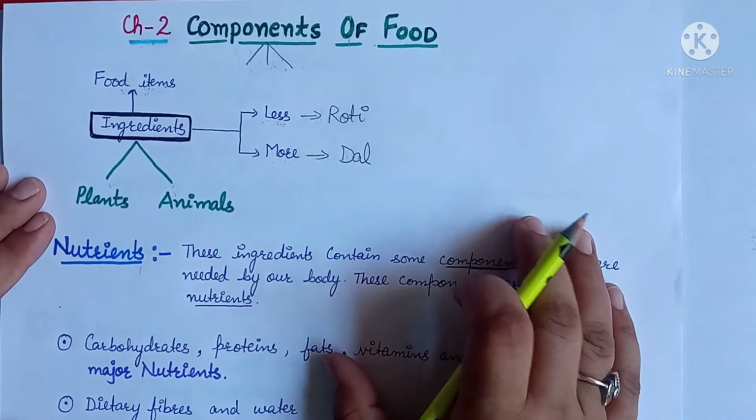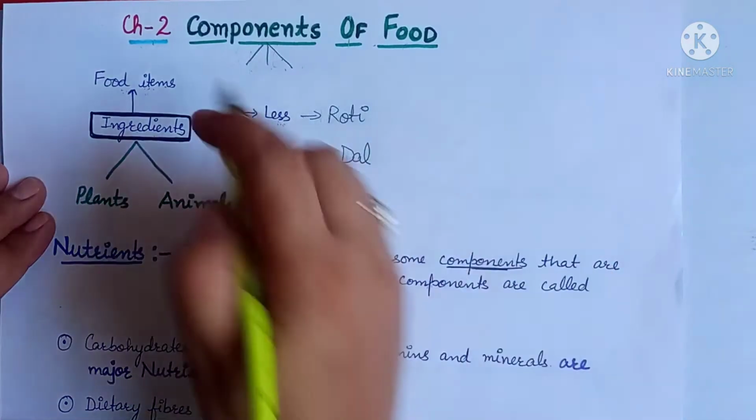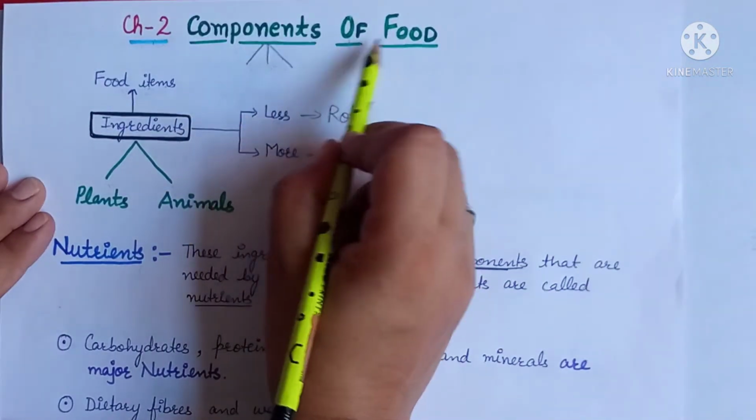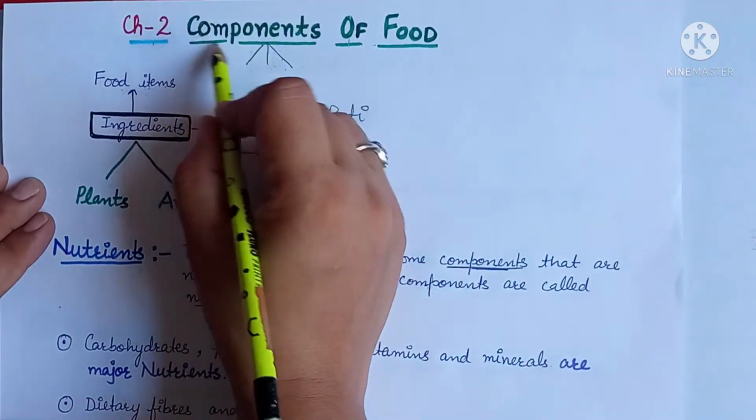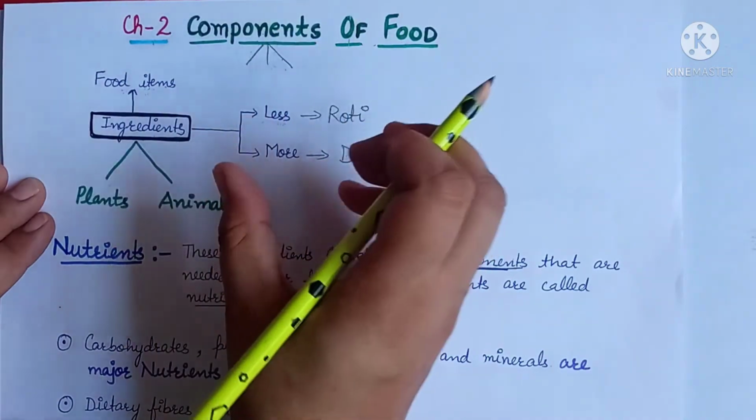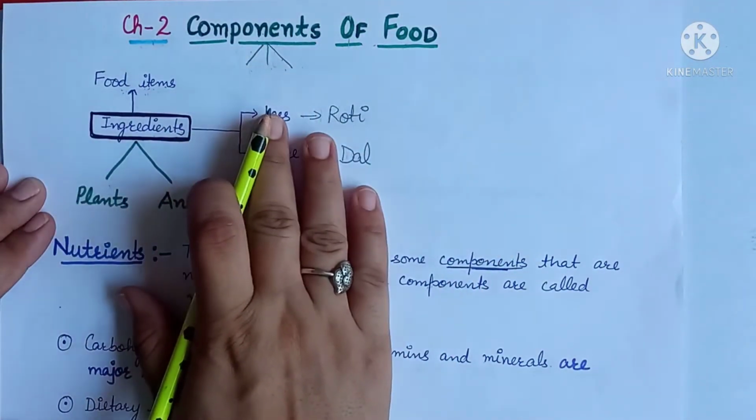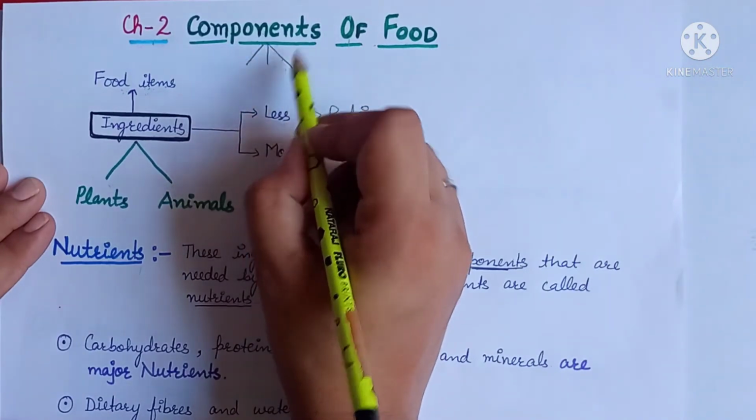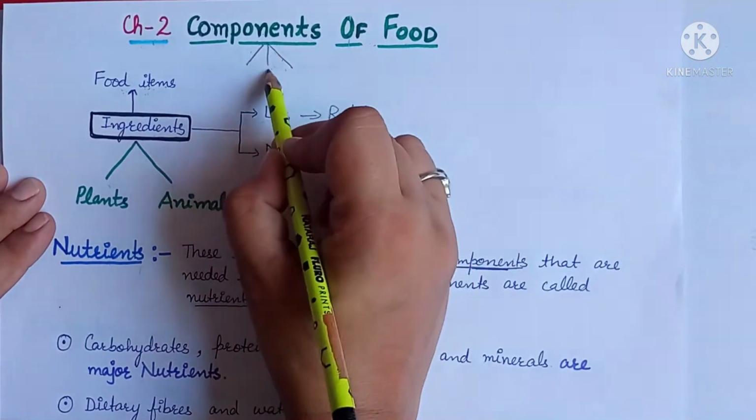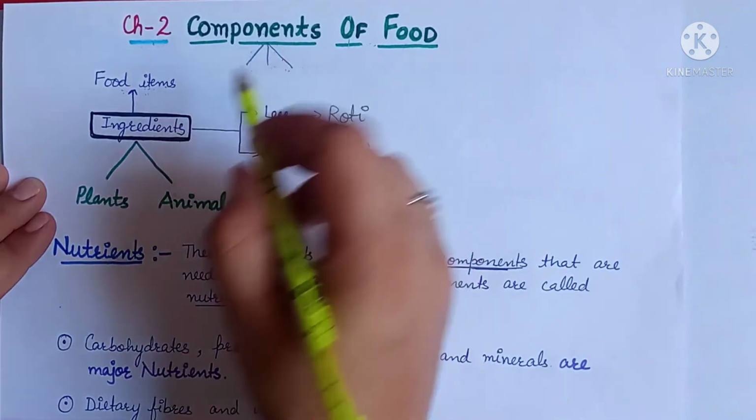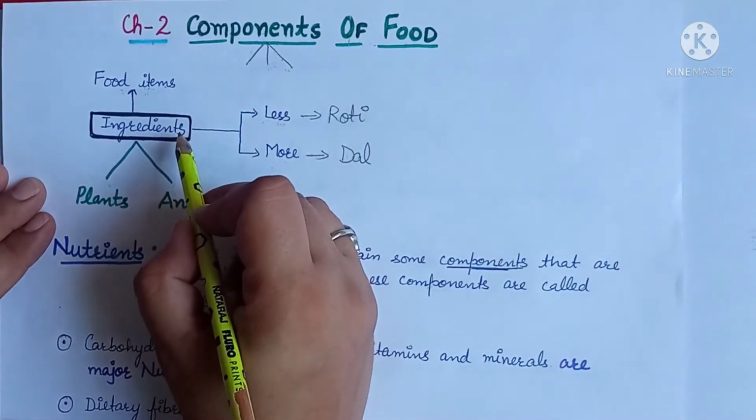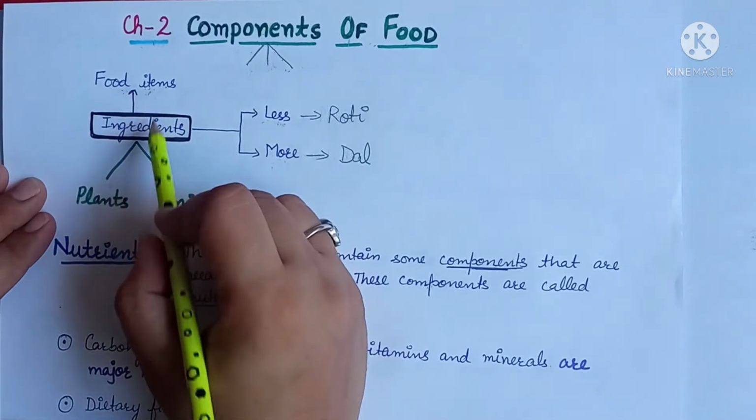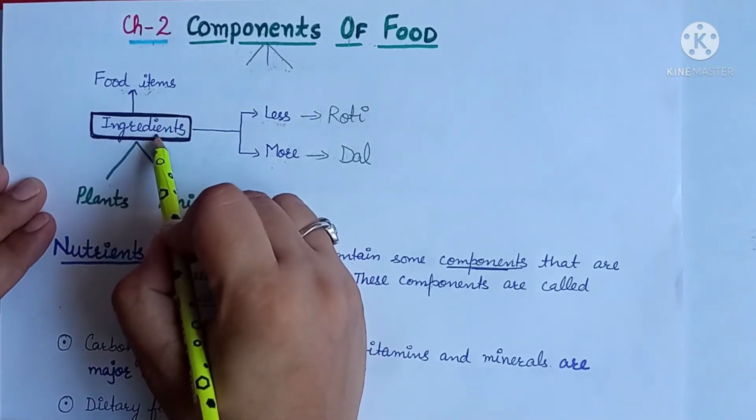I am Neetu and we will do the chapter 2nd of class 6, that is components of food. Component means a part of a whole thing. So in this section we will learn about the different components of food as well as the functions of these components. In the previous chapter, we learned about the ingredients and the different food items require different ingredients.